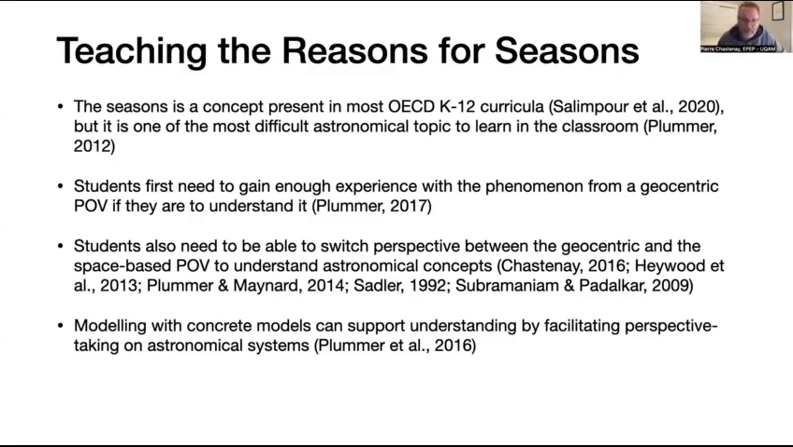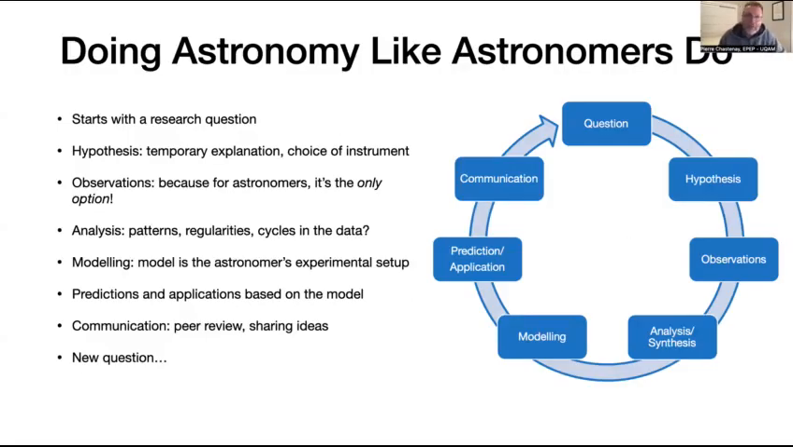We also propose that to understand astronomical phenomena, students should do astronomy like astronomers do. So starting with a question and several hypotheses, students do their own observation, they analyze their observation, they create models, they use the models to make predictions, application, and then they communicate their models and their findings to other people.